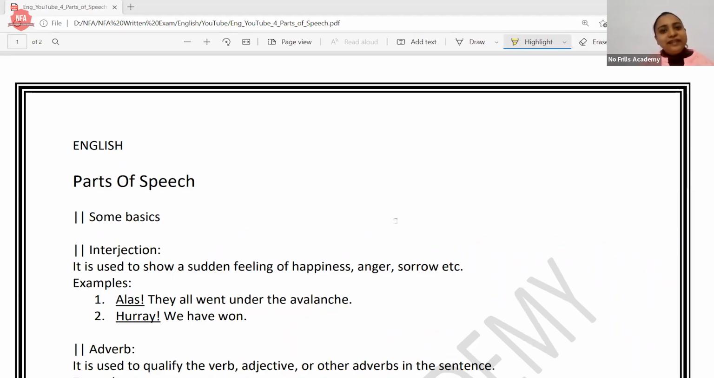Let us start with the next topic, parts of speech. I have specifically taken this topic because it was asked for the first time perhaps in the CDS examination, CDS 2022, and people were baffled with the kind of questions that were asked. So let us take them one by one. Let us start with a few basics. Let us understand and then solve. So, parts of speech, let us start with some basics.